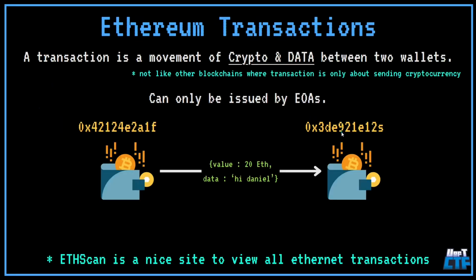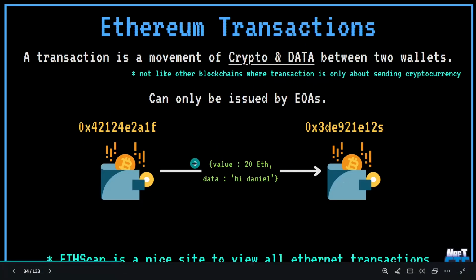So you have transactions, which are the second most important thing. Essentially, they're movement of money and data. They used to be only money before we added smart contracts to make the blockchain actually programmable. So it used to only be money, but now you can also send data.